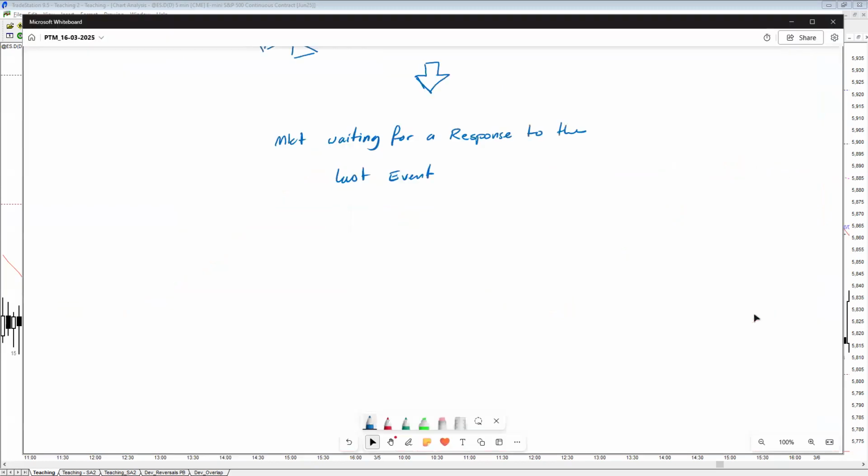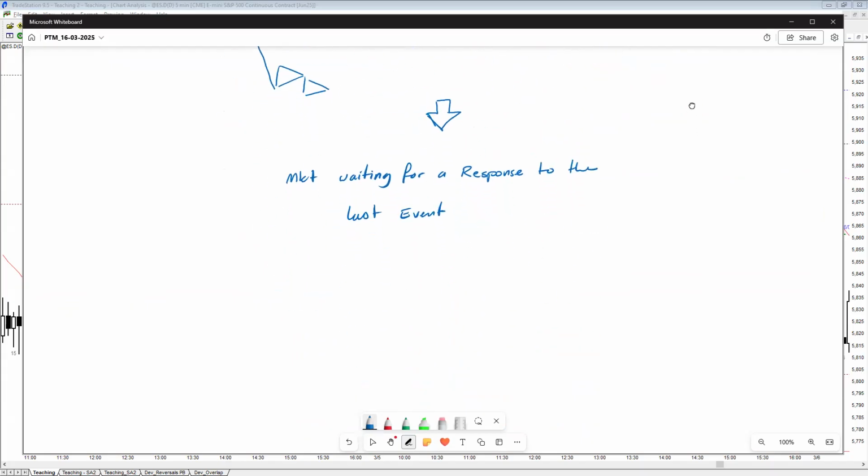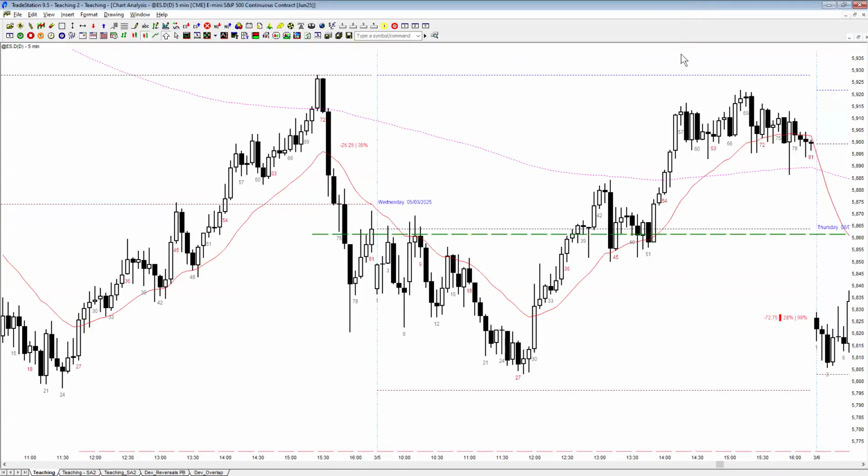The easiest ones at least, I think, are these two: range compression and pattern completion. This is easy to see, and this is easy to see too. Opposite setups, sometimes they are not easy to see for everyone. Yeah, but I think of opposite setups as a variation of the concept of balance. Like there's a balance between setups. Yeah, that's right. Cool. All right.